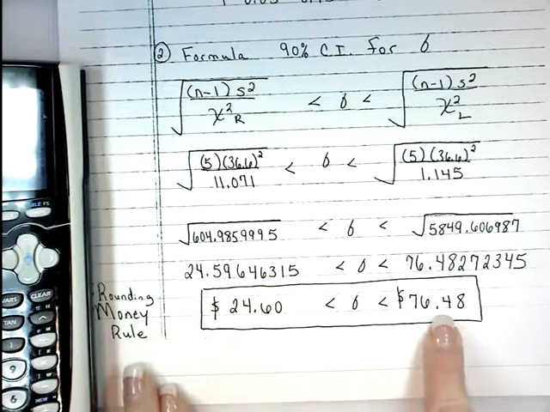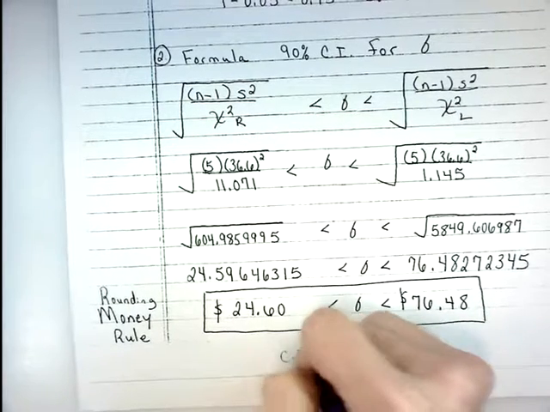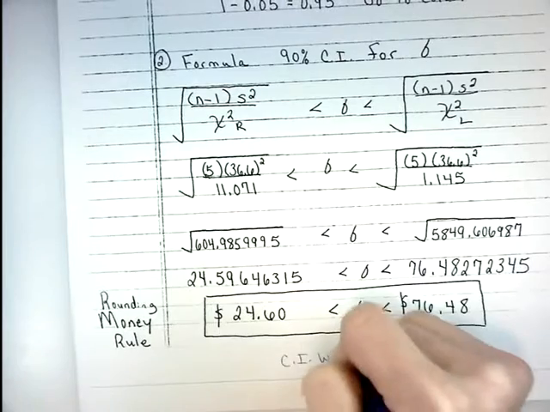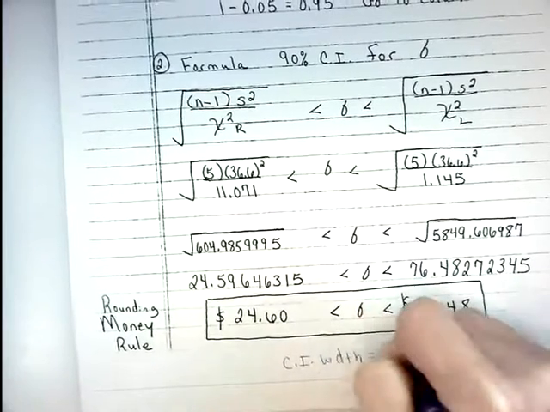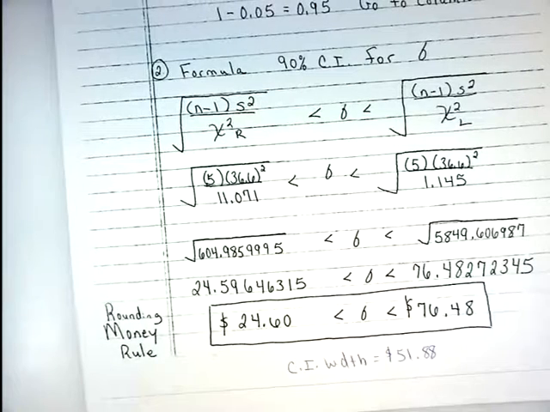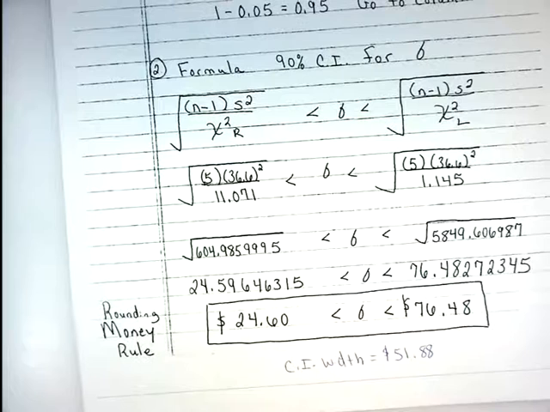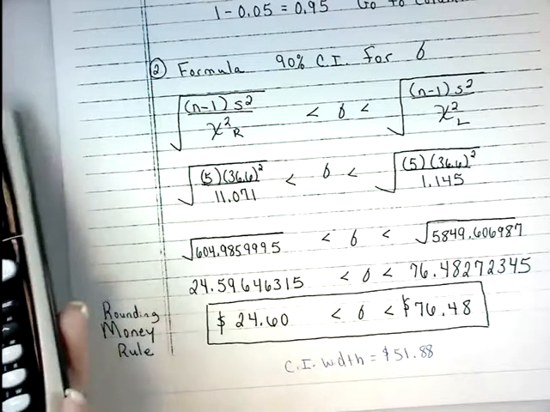And then once you take the square root, $24.60 to $76.48. The confidence interval width would be $76.48 minus $24.60. And that width, confidence interval width, would be $51.88 if I ask you for the width. And you just subtract the upper minus the smaller. $51.88 is the confidence interval width.